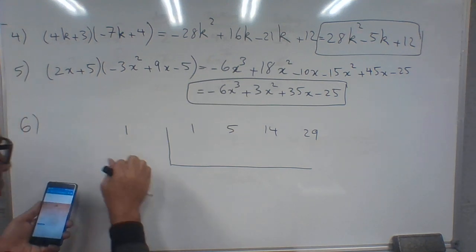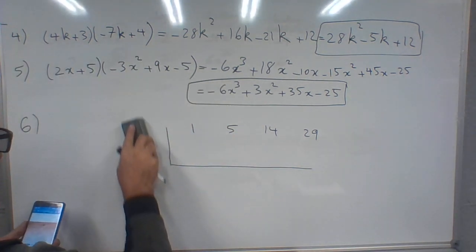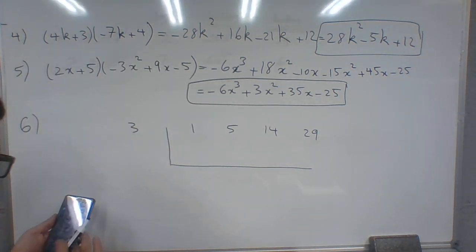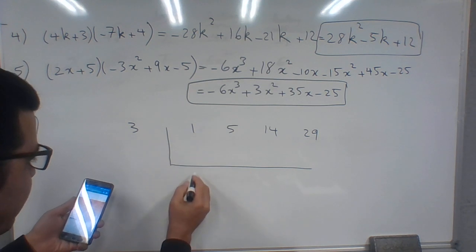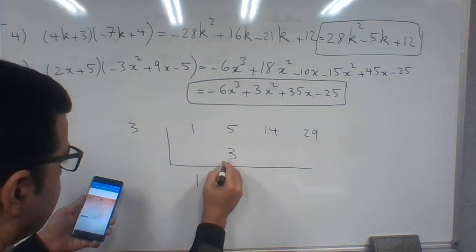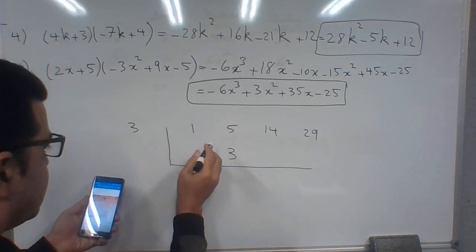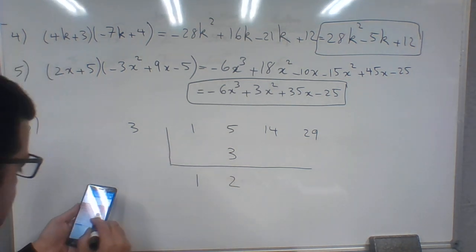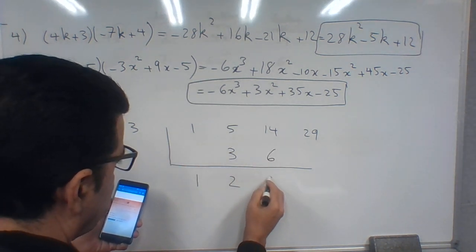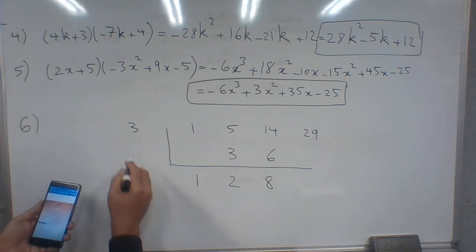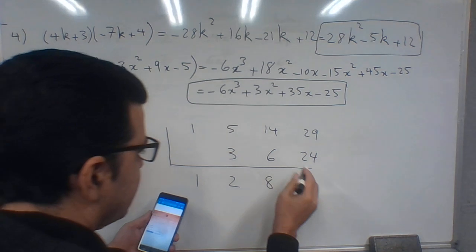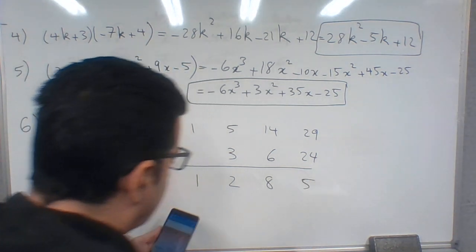Oh, okay. We put 3 here, the other coefficient. So, and then we move 1 here, and then 1 times 3, 3, 5 minus 3, 2, and then 2 times 3, 6, 14 minus 6, 8, and then 8 times 3, 24, and then 29 minus 24, 5.